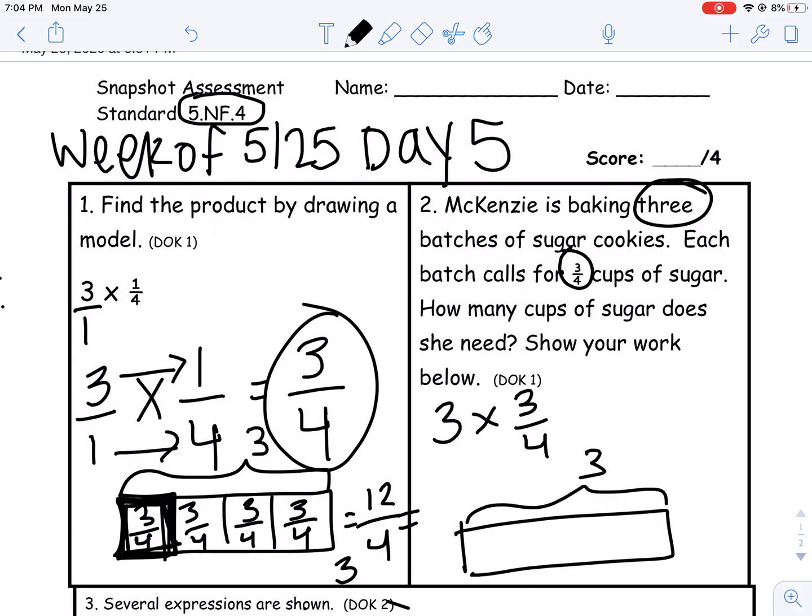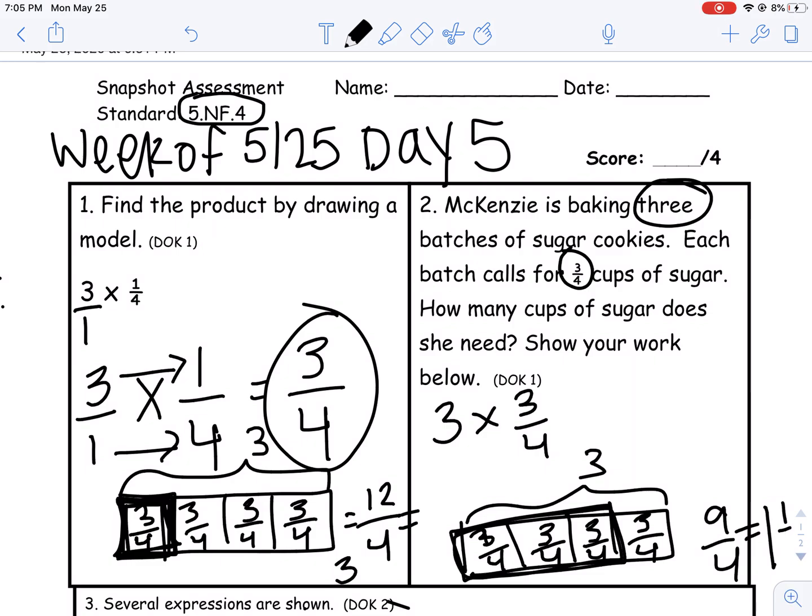So I already modeled over there what 3 looks like when it's divided up into 4 parts. Each one is 3/4, right? And I know this time I'm looking at 3 of those 3/4. So I really have 9/4 here, which is the same as 1 and 1/4.